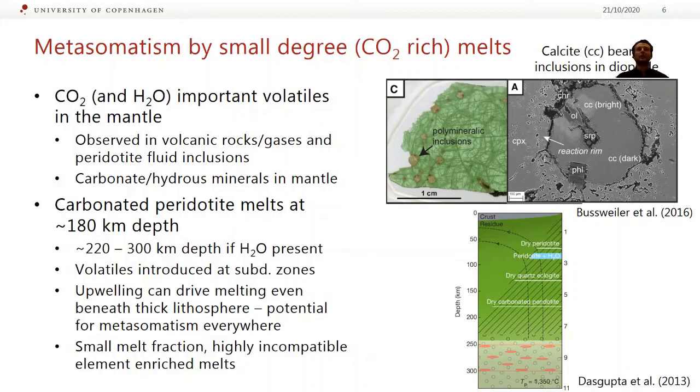So the reason that this might be quite an important metasomatic agent is that carbonated peridotite can melt at a very great depth, up to about 180 kilometers depth, and even deeper if there's water present. So these volatiles are probably being continuously introduced into the mantle at subduction zones. And then when the mantle upwells, even beneath thick lithosphere, we might be able to get a little bit of melting. And so you can potentially metasomatize mantle peridotites with these very small melt fraction, highly incompatible element enriched melts. And the plot at the bottom is just from Dasgupta et al. 2013, showing the different depths at which dry peridotite, wet peridotite, and carbonated peridotites melt.